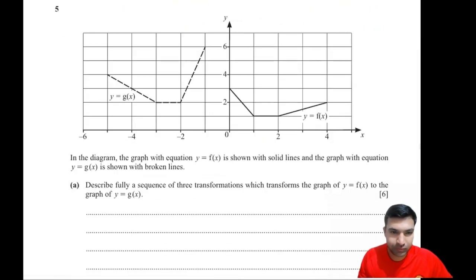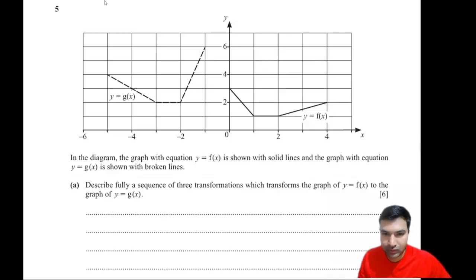So here we have the fifth question, which is based on transformation of functions. In the diagram, the graph with equation y equals f(x) is shown with solid lines, and the graph with equation y equals g(x) is shown with broken lines. Describe fully a sequence of 3 transformations which transforms the graph of y equals f(x) to the graph of y equals g(x). Here we'll look at the intuition behind this, how we can generate the shape.